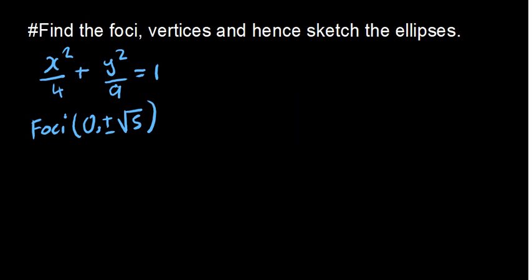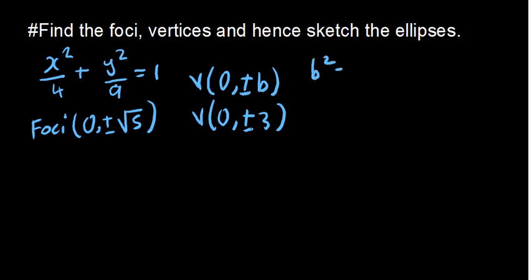So we also have to determine the vertices. In that case, for the vertices, I'll just say V, they're supposed to be 0 comma positive or negative A initially, but because it's along the y-axis, I'm going to say B here. So we're going to say 0 comma positive or negative. We know that our B squared is 9, so meaning our B is equal to positive or negative 3. That's how that 3 is coming about. So for the vertices, you have 0 comma positive or negative 3.